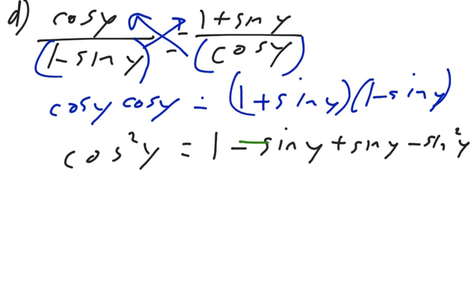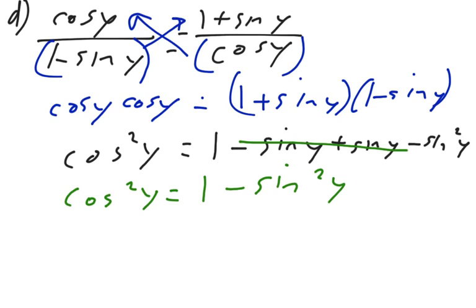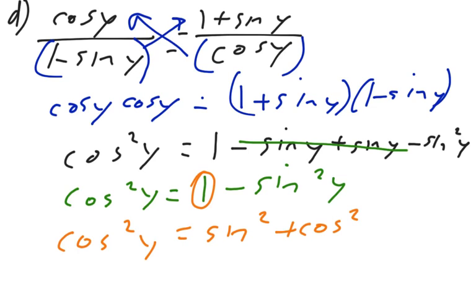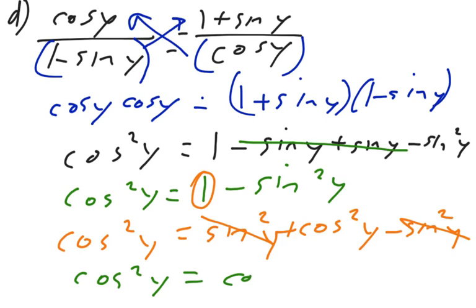And the sine y and the negative sine y cancel out, so we have cosine squared y equals 1 minus sine squared y. Well, since 1 is equal to sine squared plus cosine squared, we put in the sine squared plus cosine squared, and we still have our minus sine squared here. So the sine squared and the minus sine squared cancel, and so we are left with cosine squared y equals cosine squared y.